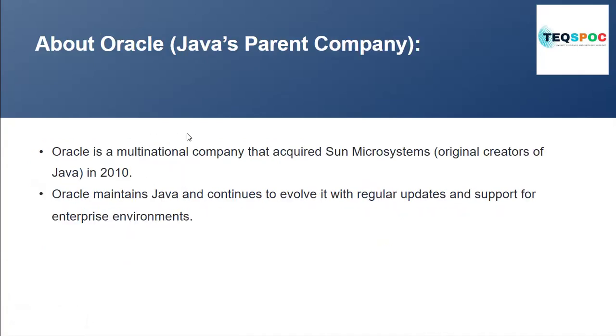Then about Oracle, the Java parent company. Oracle is a multinational company that acquired Sun Microsystems, which originally created Java in 2000. Oracle has maintained Java and continues to evolve it with regular updates and support for enterprise environments.